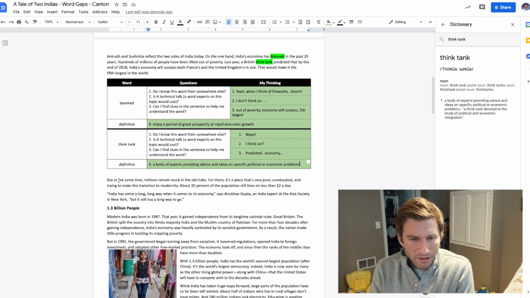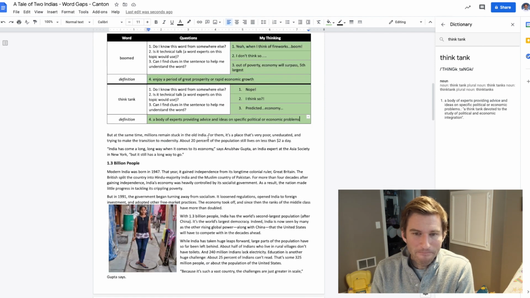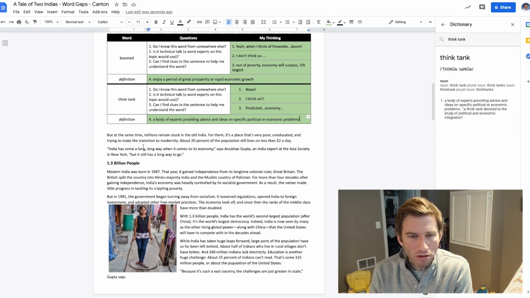But at the same time, millions remain stuck in the old India. For them, it's a place that's very poor, uneducated, and trying to make the transition to modernity. About 20% of the population still lives on less than $2 a day. India has come a long, long way when it comes to its economy, says Arvind Gupta, an India expert at the Asia Society in New York, but it still has a long way to go.